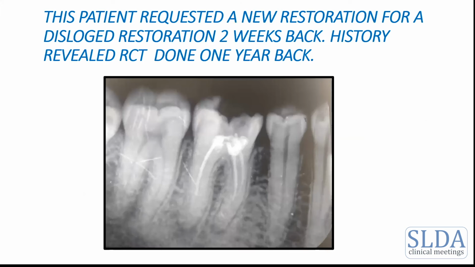So this is a patient referred to us. This patient requested a new restoration for a restoration dislodged 2 weeks back. History revealed root canal treatment done 1 year back. What you can see in this radiograph is an unsatisfactory root canal treatment. There is no coronal restoration. Both roots seem to have developing periapical lesions. So what is your treatment option?